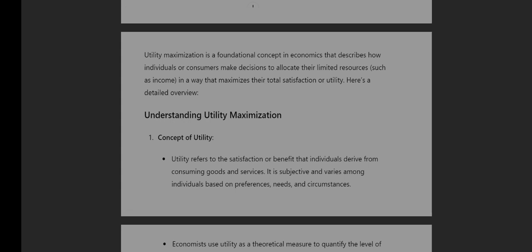Utility maximization is a foundational concept in economics that describes how individuals or consumers make decisions to allocate their limited resources, such as income, in a way that maximizes their total satisfaction or utility. Understanding utility maximization. Concepts of utility. Utility refers to the satisfaction or benefit that individuals derive from consuming goods and services. It is subjective and varies among individuals based on preference, needs, and circumstances.